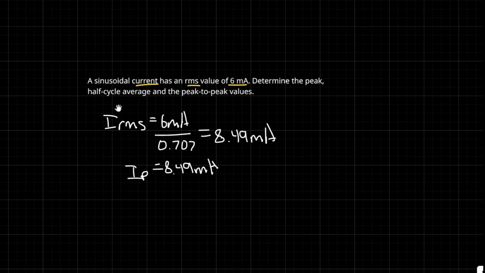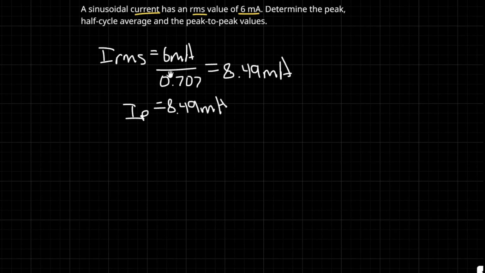And now for the second part. Let's scroll down a little bit. The average. What we know so far is that the average is 0.637 times IP or VP, right? So in this circumstance, there's no need to rearrange. Let me write it a little better here. This is what we have so far, and now we have this value. We don't need to rearrange, we can just plug and play.